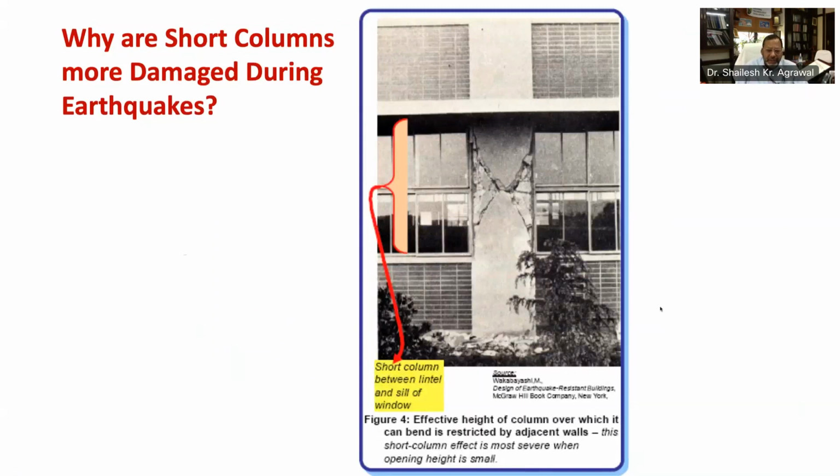Since the effective height over which the short column can freely bend is small, it offers more resistance to horizontal motion and thereby attracts a larger force as compared to regular columns. As a result, short column sustains more damage. It leads to typical diagonal cracking in a column adjacent to the wall of partial height as shown in this figure. How to avoid this short column effect and what is the solution?